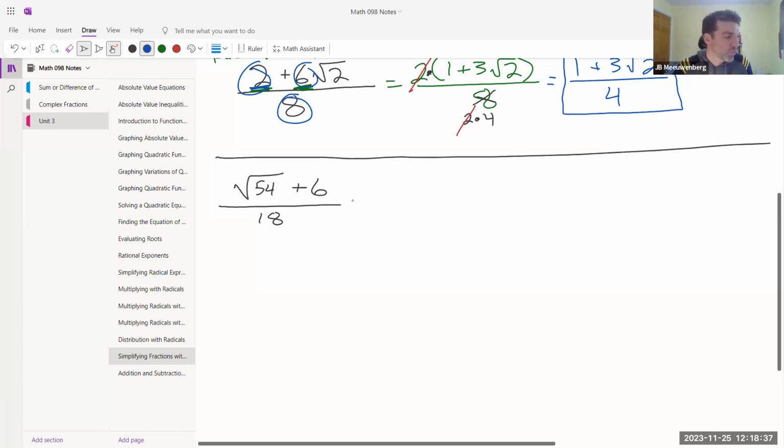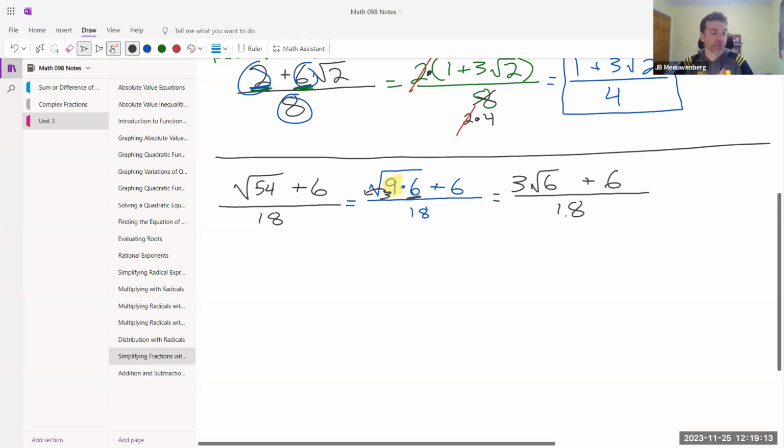We leave the 18 down here. We leave the plus 6 there. And we're going to take this radical and separate 54 into two numbers, one of which is a perfect square. How about 9 times 6? We can now take the square root of that 9 and pull it out front. 9 has a root of 3, so we're going to make it 3 radical 6. The 6 stays in, 3 comes out. And then we still have the plus 6, and we still have our 18 below.